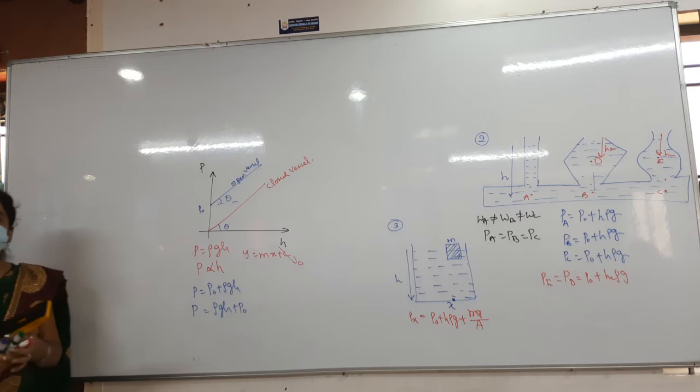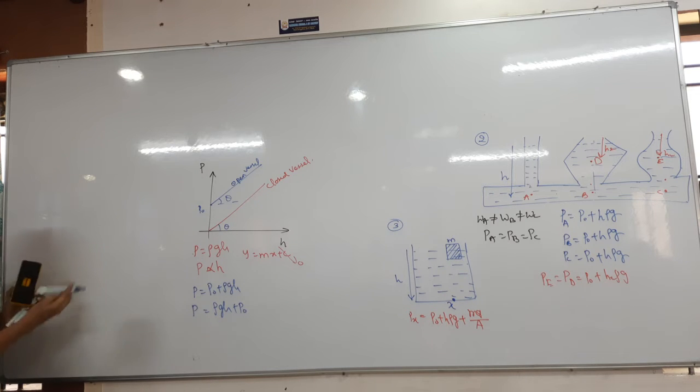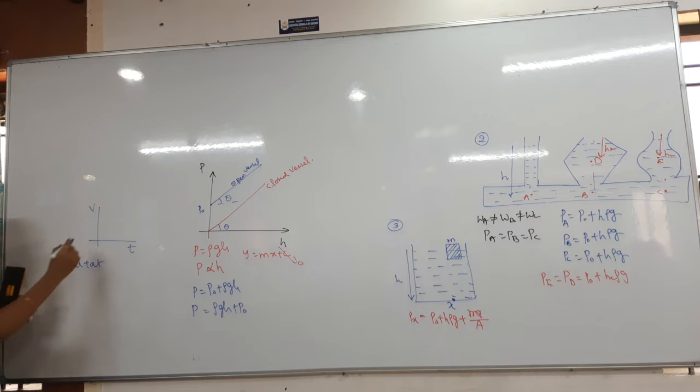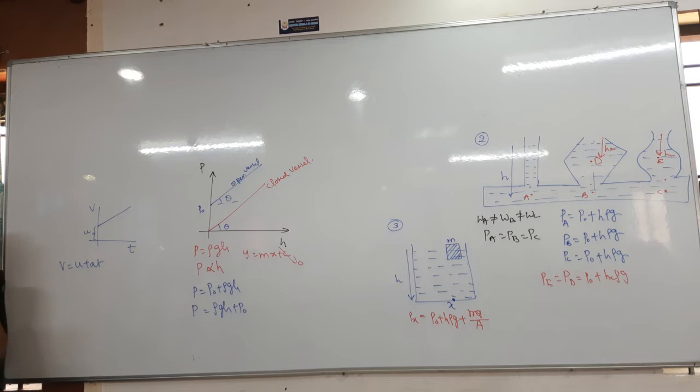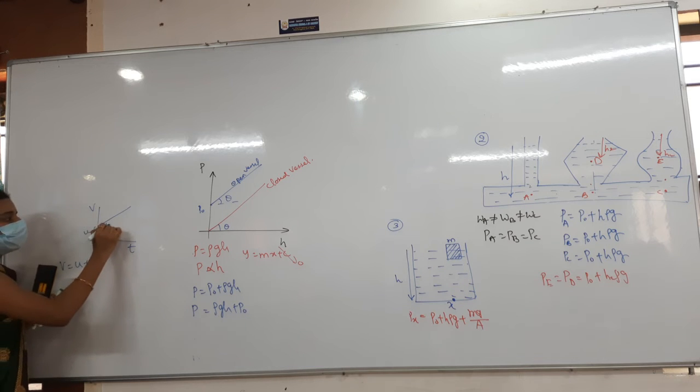So our value is not starting from the origin, it is starting from P naught. It is like the V is equal to U plus AT formula only. If you draw the V-T graph, V is equal to U plus AT, you will just draw the line like this. Why? Because it is starting from the value U. V is equal to U plus A into T.